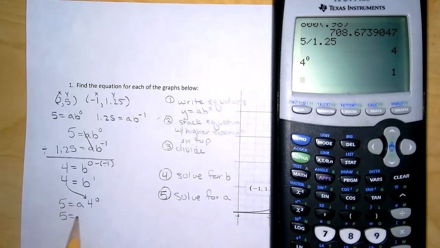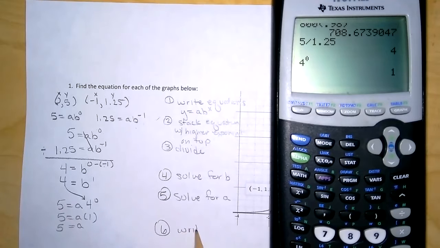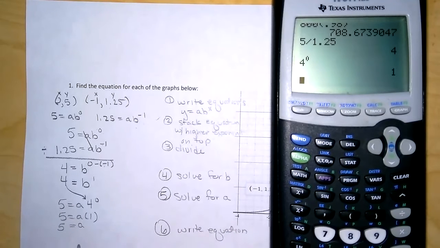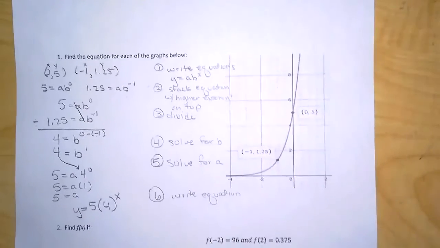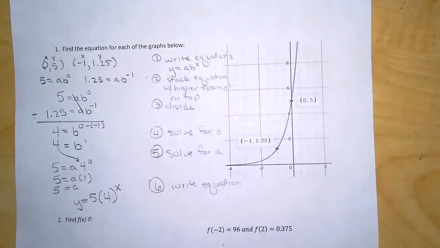So this is now 5 is equal to a times 1. So that means a is equal to 5. And the last step is to write our equation. y equals 5 times 4 to the x power. So there's the steps. So we're just going to repeat these same steps over and over to do each way.